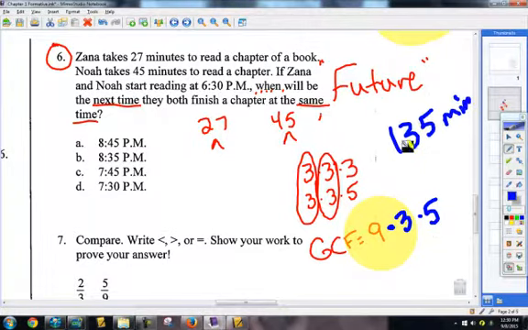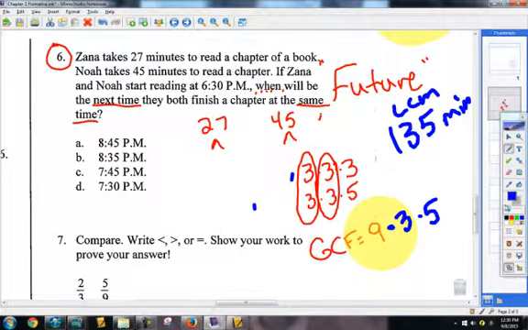But is that an answer choice? No, because it doesn't want to know in how many minutes they will both finish the chapter, which is true. If they start right now, if I set my clock right now, in 135 minutes, would they both finish a chapter? Yes, they would. That's the whole point. But it wants to know what time if they start at 6:30. So you got to take that LCM, because that is definitely the LCM, and you got to apply it, right?